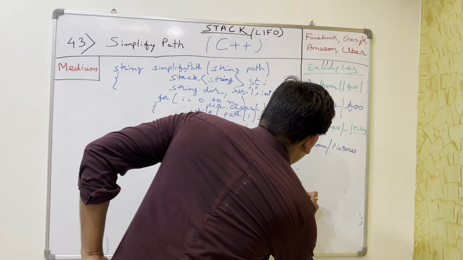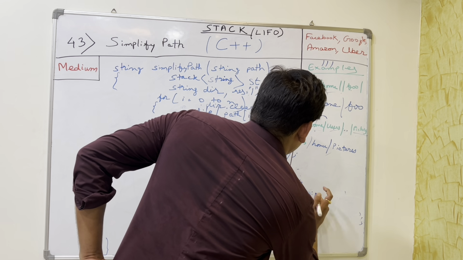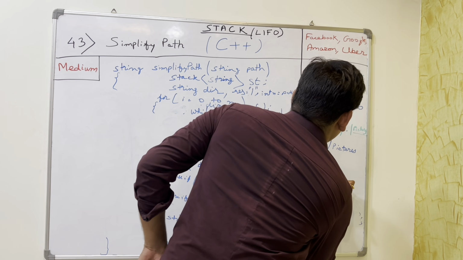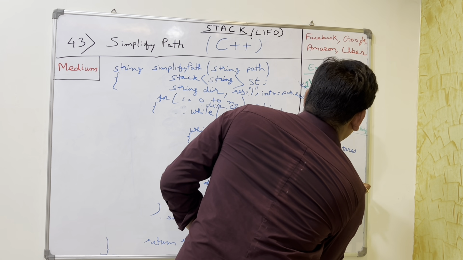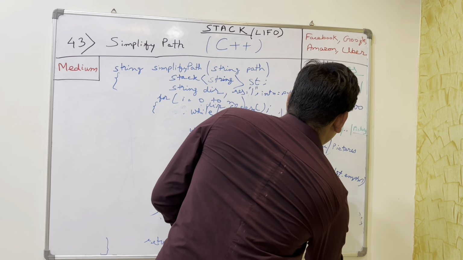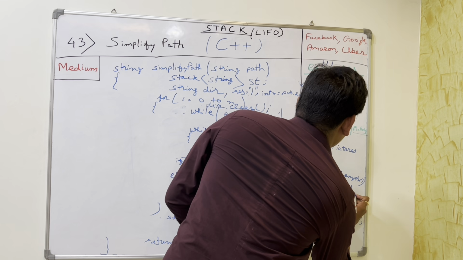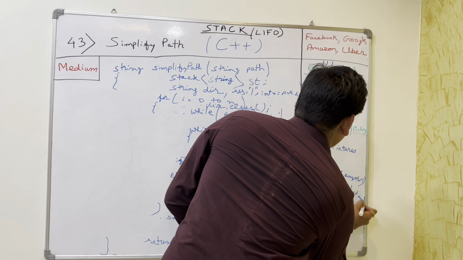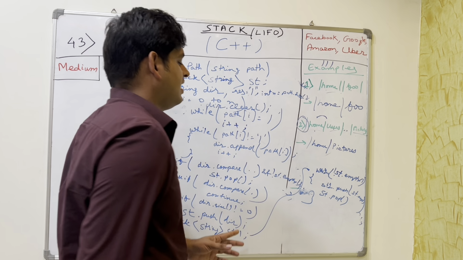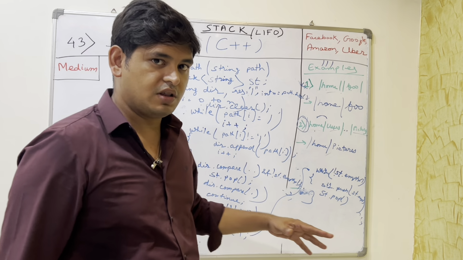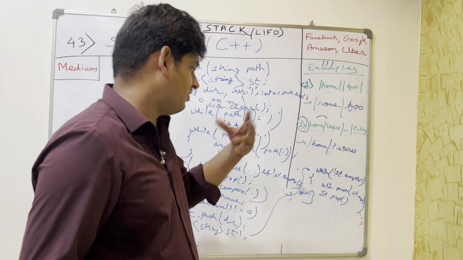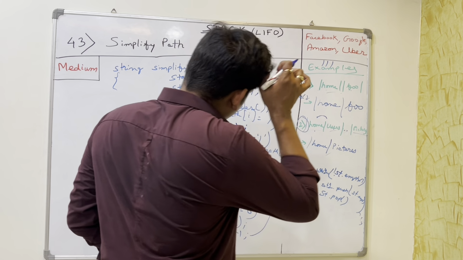So what do I do? While not stack dot empty, what do? st1 dot push st dot top and st dot pop. So in this way we have reversed the entries of the stack. So we have put the stack entry into the stack 1, and whatever the entries are there in stack 1 is the reverse of the stack. So now we have this, and now what do?